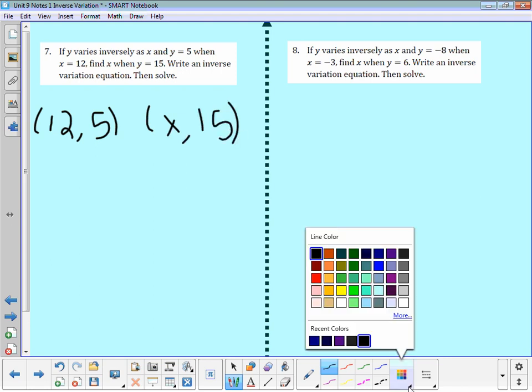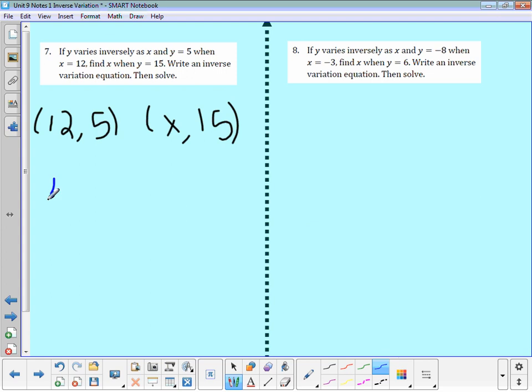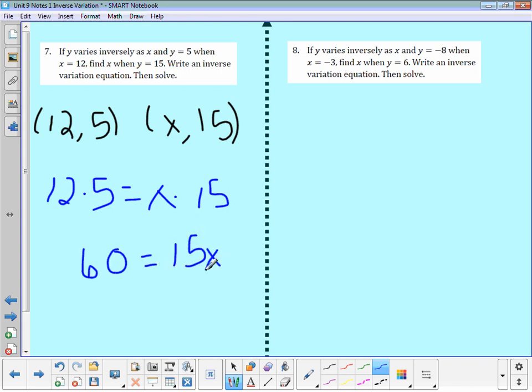So now we're going to go ahead and multiply these together. So I'm going to do 12 times 5, and I'm going to do x times 15. So 12 times 5 is 60. And x times 15 is the same as 15x. That's how we're kind of used to seeing it.